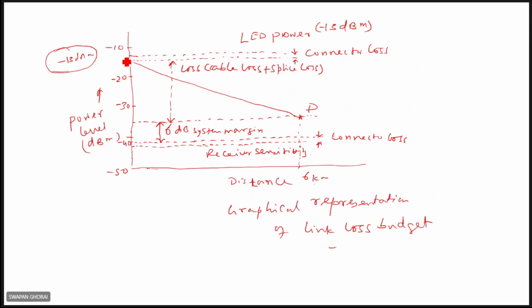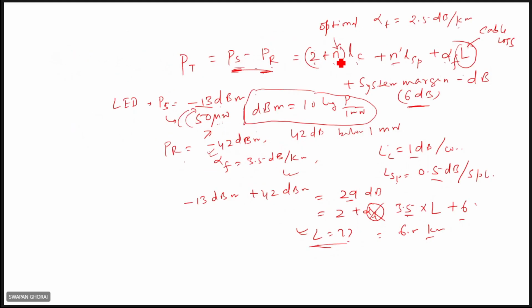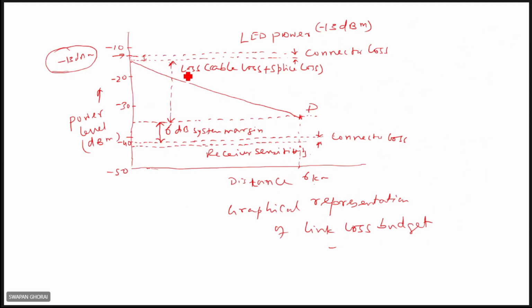Here it is in the power levels, right? There is a power launched into the fiber. But when it is coupled into the fiber, connector loss will be there. So this is connector loss. In the example I considered earlier, connector loss is 1 dB per connector. You can see it here. So from minus 13 dBm, it will be 1 dB less here, because 1 dB loss will be there.